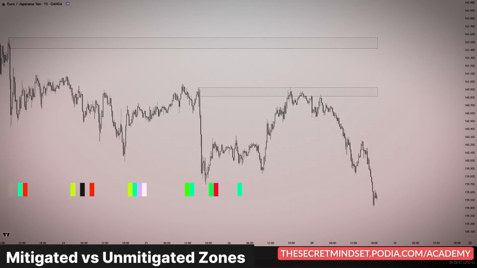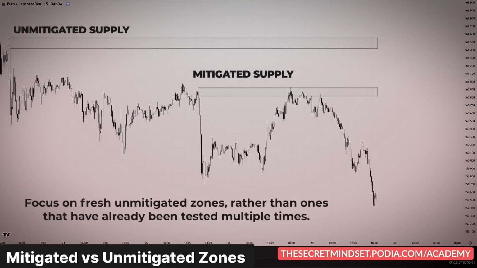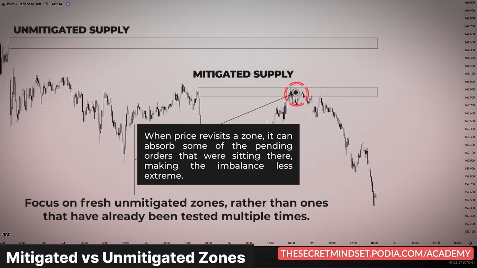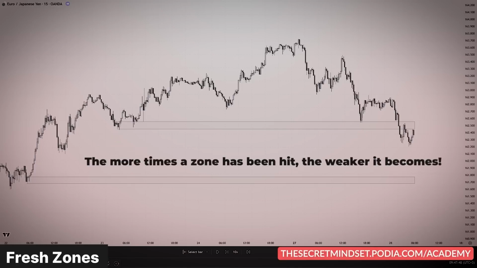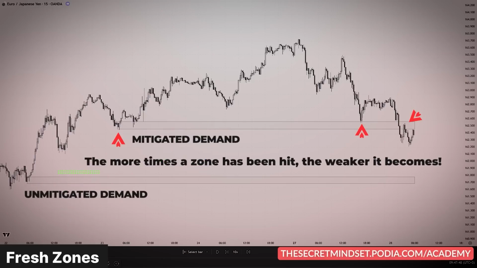Another key principle is to focus on fresh, unmitigated zones, rather than ones that have already been tested multiple times. When price revisits a zone, it can absorb some of the pending orders that were sitting there, making the imbalance less extreme. So as a general rule, the more times a zone has been hit, the weaker it becomes. This is why it's so important to understand the difference between an unmitigated zone and one that's already been tested a few times, a mitigated one. The trading opportunities are very different.